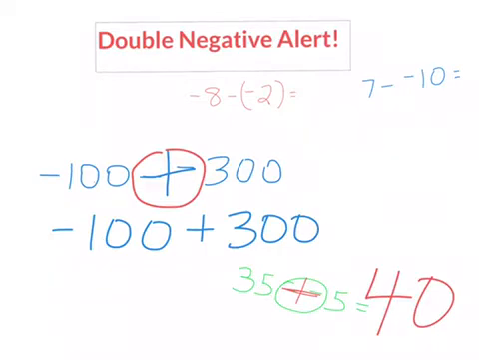So as you can see, now we have negative 100 and a positive 300. If we put those together, the positives win by 200.